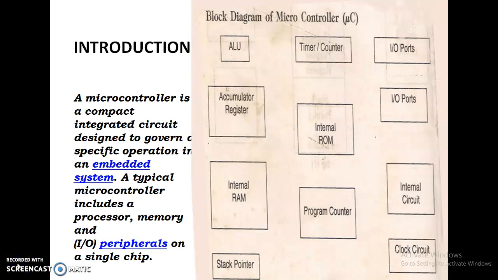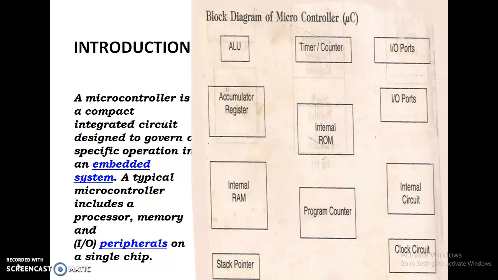In last class we were discussing about the RAM and ROM of 8051. The 8051 microcontroller has 4 KB of internal ROM. This is actually used to store the program, and the internal RAM will be of 128 bytes. That's the RAM capacity of 8051 microcontroller.